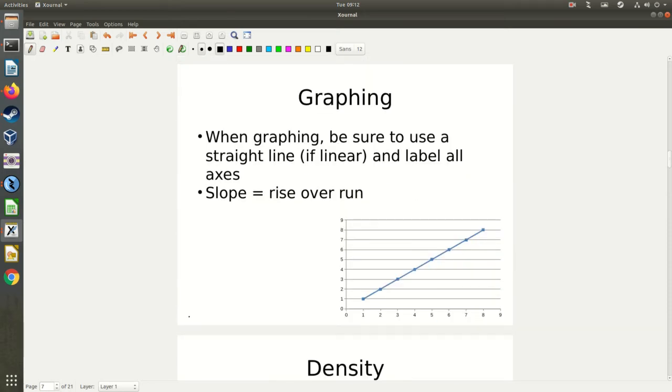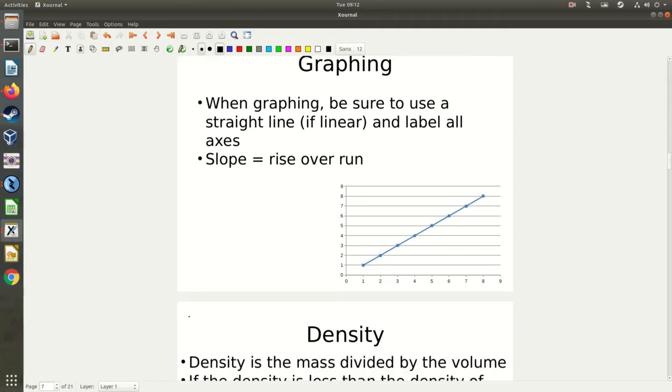Graphing. You're going to have something where you have to graph. When graphing, be sure to use a straight line if it's linear. And you label all your axes. And in this case, you make sure you have a title. And your title should, it's not 100%, but it should always be whatever your y value is versus whatever your x value is. And then that y is what you put over here, and your x is what you put over here. So if this is distance and time, this would be distance versus time.